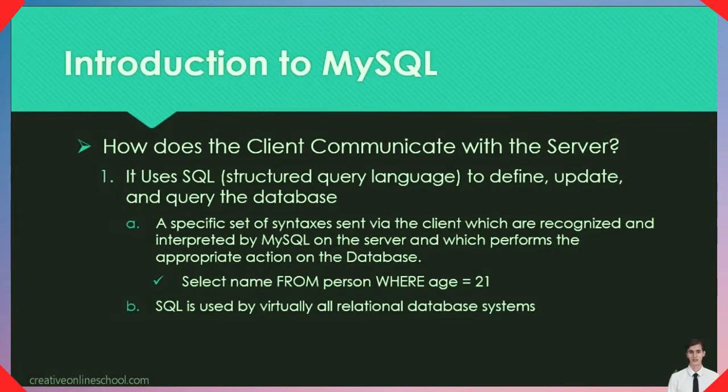Now that we know what a client is, let's talk about how a client communicates with the server. To do this, it uses something called SQL, or Structured Query Language. This language can be used to define, update, and query the database. A query is just a term for the set of instructions sent. Like any language, SQL has a specific set of syntax that, when sent from the client to the server, can then be interpreted by MySQL so that it can take the appropriate action on the database. A quick example of this syntax would be something like: select name from person where age equals 21. We'll get into the actual syntax later in the course, but for now, that's how it looks.